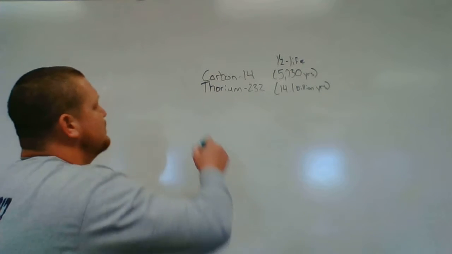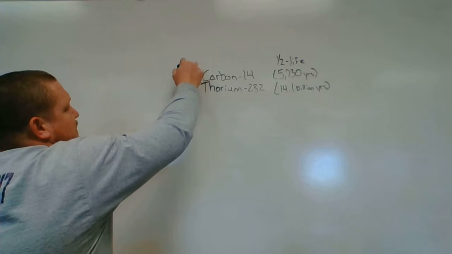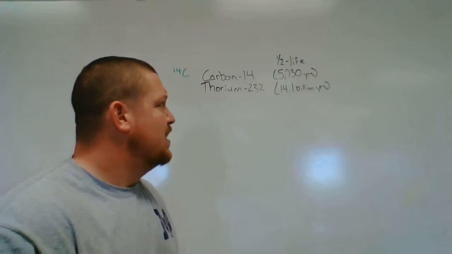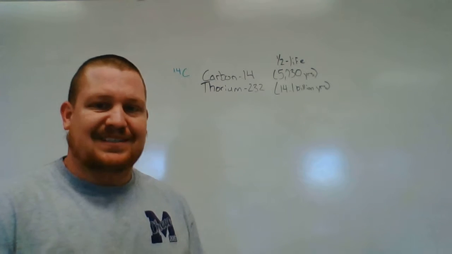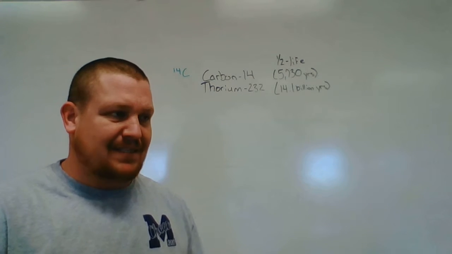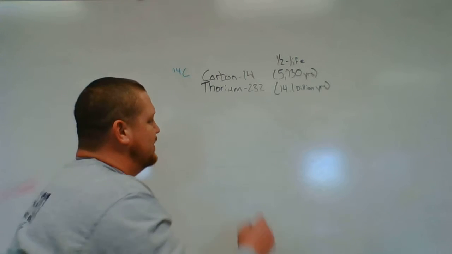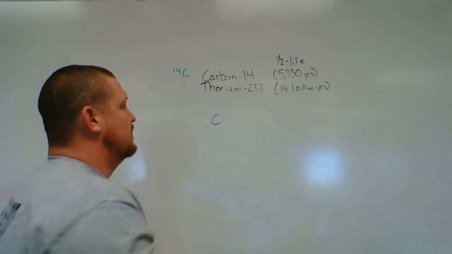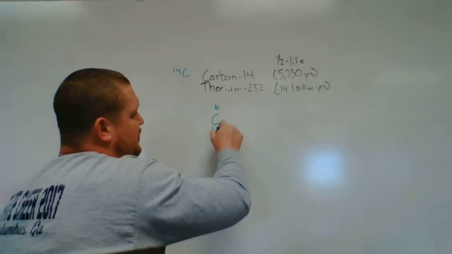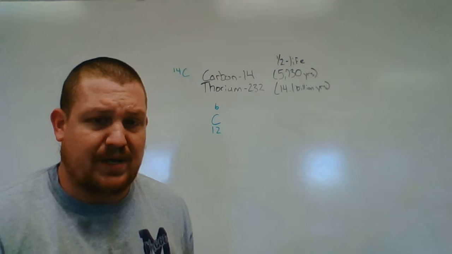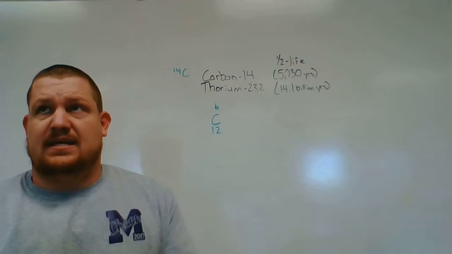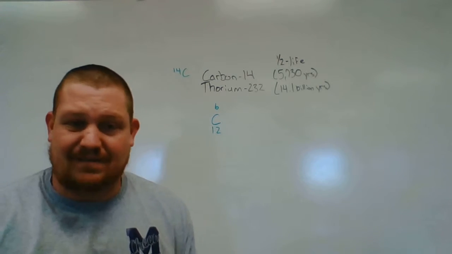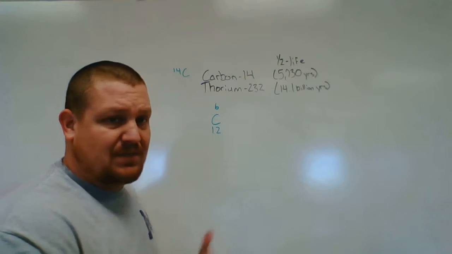You might also see something like 14C, with the number in the top left superscript. This number is the mass of the atom, the mass of the isotope. Typically, a carbon atom on the periodic table has an atomic number of 6 and a mass number of 12. So when we're trying to identify the pieces of the atom, the protons, neutrons, electrons, this is what we're accustomed to using.